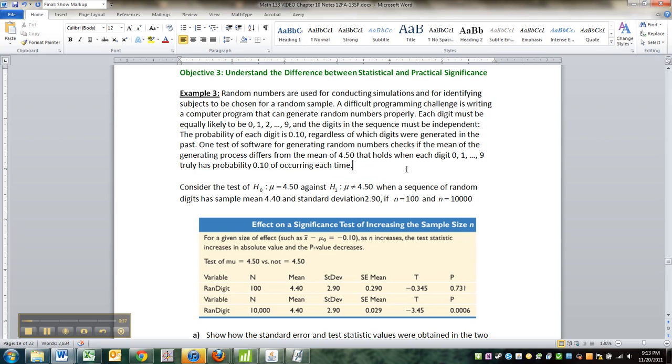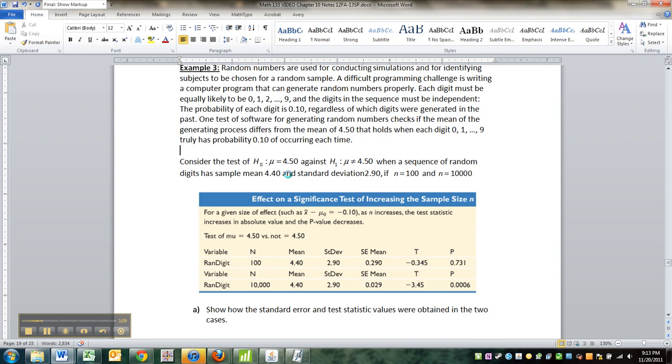All right, speaking of the p-value method, I want to talk about the difference between statistical and practical significance. You can read through this example. It's talking about how when you have a calculator or a computer and you tell it to choose randomly between 0 through 9, with each digit having the exact same chance of happening, it should be 0.10 per digit, which means you should have a mean of 4.5. So whenever you pull a sample of random numbers from Excel or from your calculator, from the numbers 0 through 9, the average should be 4.5.